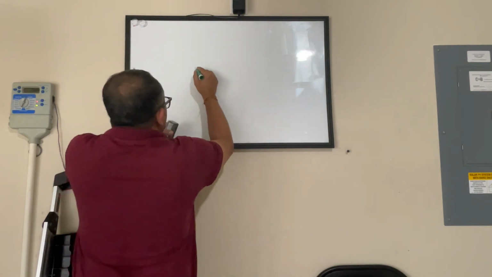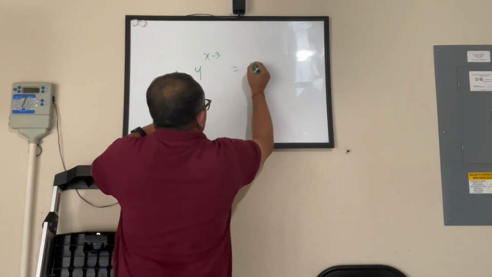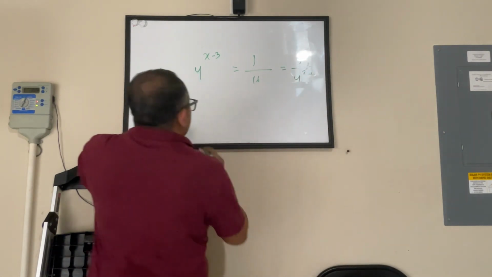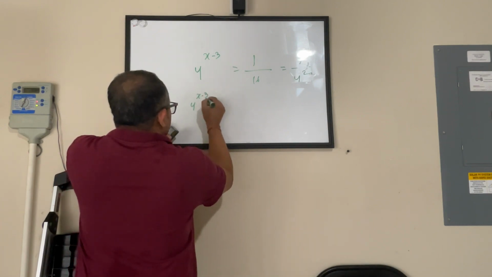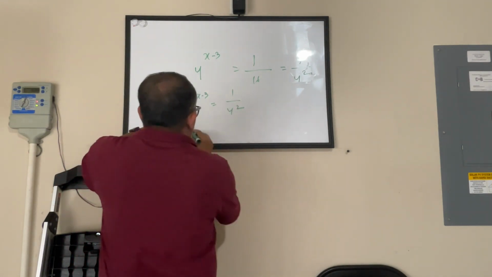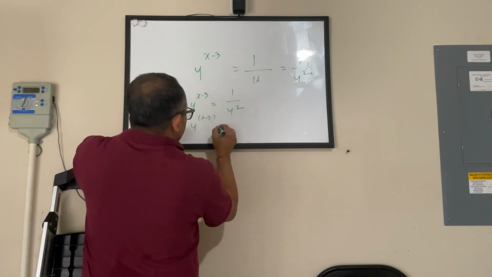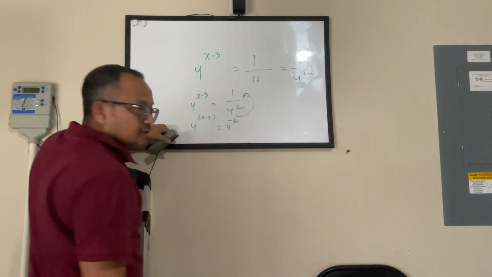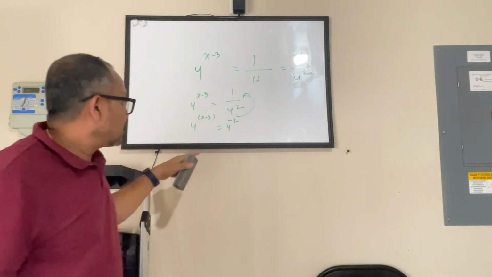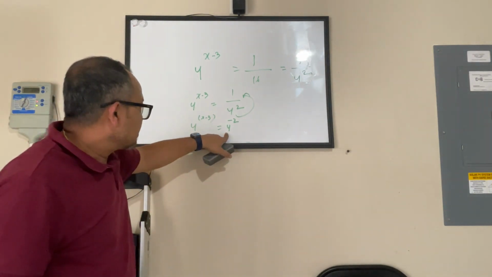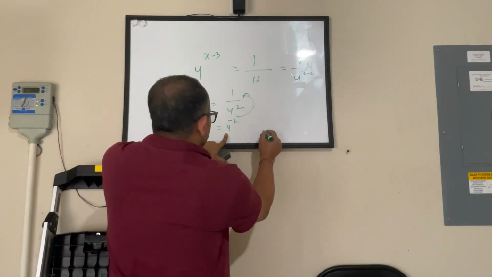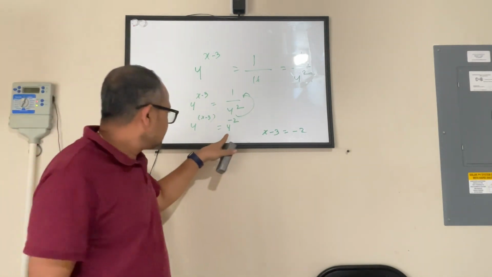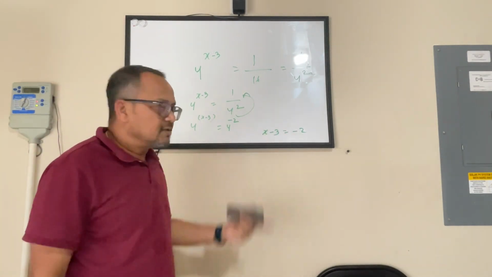You were saying 4 to the power x minus 3 equal to 1 by 16, which I can write as 1 by 4 square. So 4 to the power x minus 3 equals 1 by 4 square. Or I can write 4 to the power x minus 3 equals, let's bring this up, 4 to the power minus 2. Cancel out the 4. Am I making sense so far? So that means x minus 3 equal to minus 2. Now you can solve it.